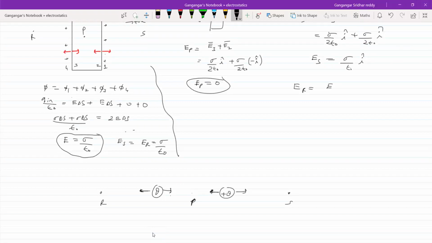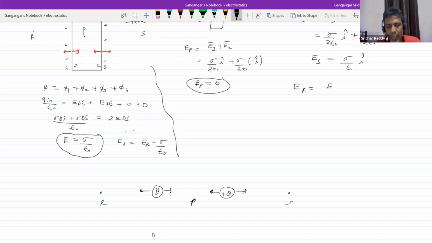At point S, to get the direction of the field, I look at these two arrows. At point R, to get the direction of the field at point R, I look at these two arrows. To get the direction of the field at point P, I look at the direction of these two arrows. Okay, so I'll go back to this one.